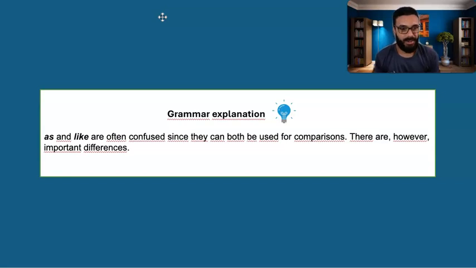In today's video, I'd like to explain the difference between as and like, since they're often confused, because they can both be used for comparisons. Both words are used for making comparisons. But there are, however, important differences, and this is what we're going to lay on the table today.